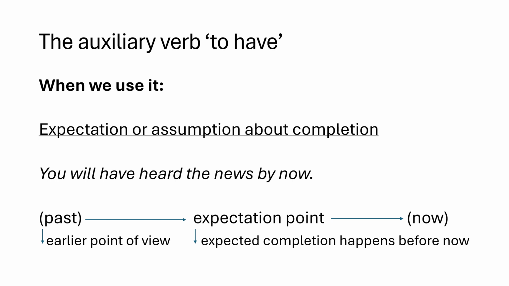We use the future perfect to express what we expect or assume will already be true at a future point. For example, you will have heard the news by now. This timeline shows that the speaker confidently looked ahead from a past earlier point of view and expected that the news was heard at this future point. By now is about a time that was in the future from an earlier point of view.